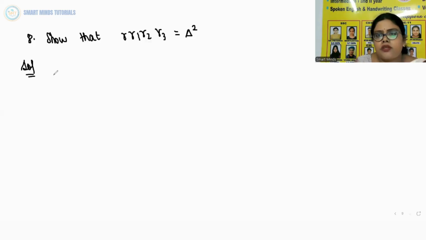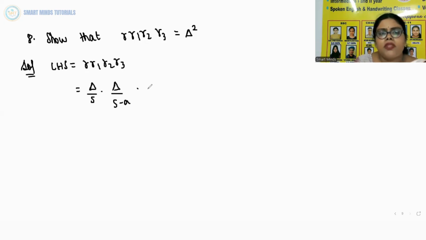Now take the next question. Show that r1 r2 r3 r is equal to delta square. So first let us take LHS. LHS is r r1 r2 r3. So what is the formula for r? It is delta by s. r1 is delta by s minus a. r2 is delta by s minus b. r3 is delta by s minus c.